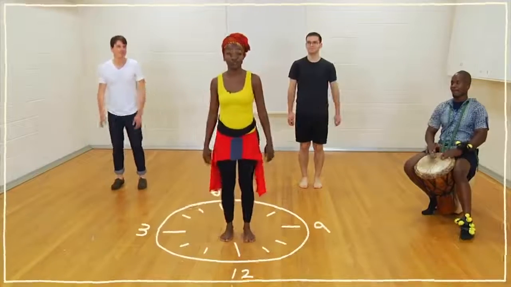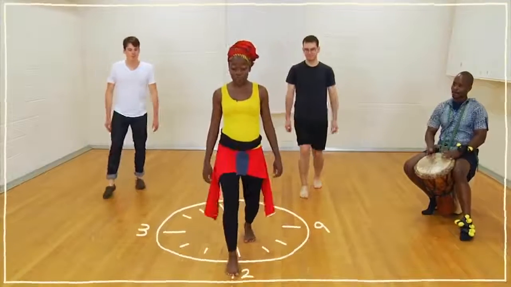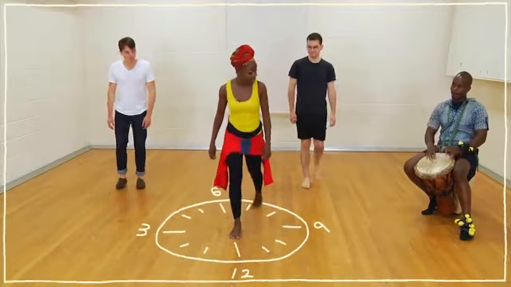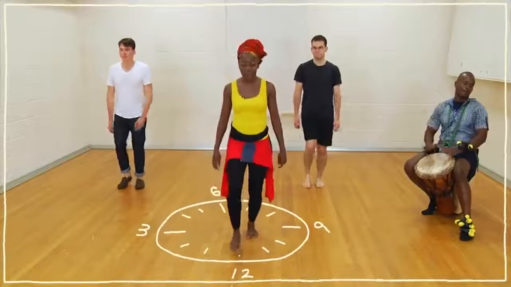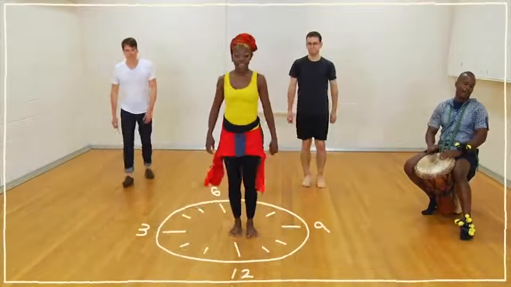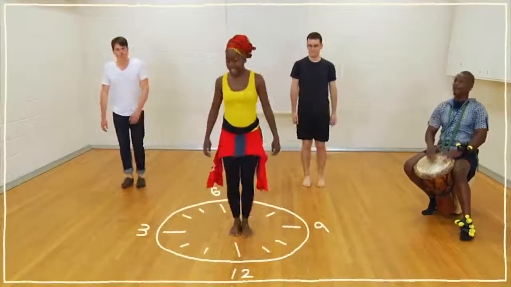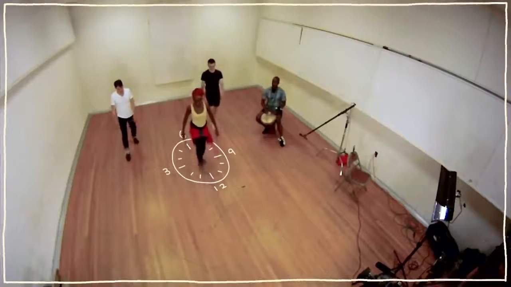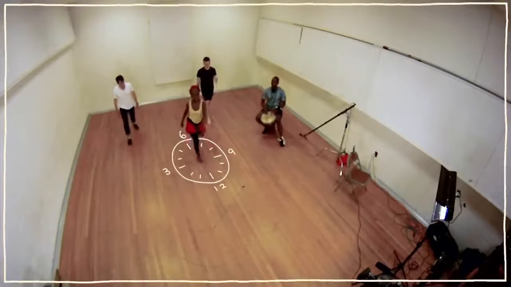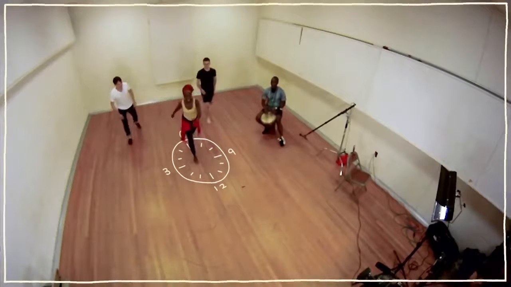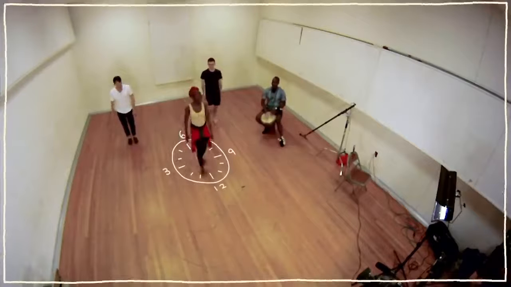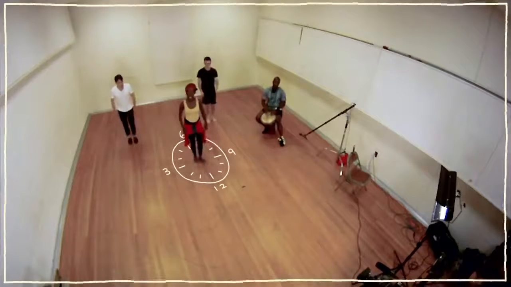Okay, now we're going to get more complex. Here we go. We're going to go right to 12, left to 6. 5, 6, 7, and right to 12, and left to 6. Step and right to 12, step and left to 6.